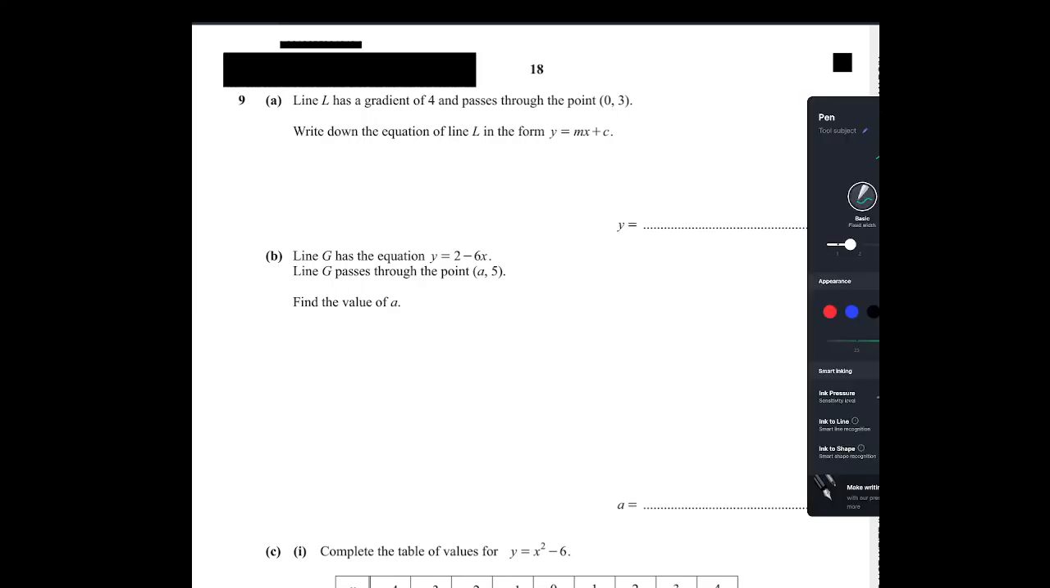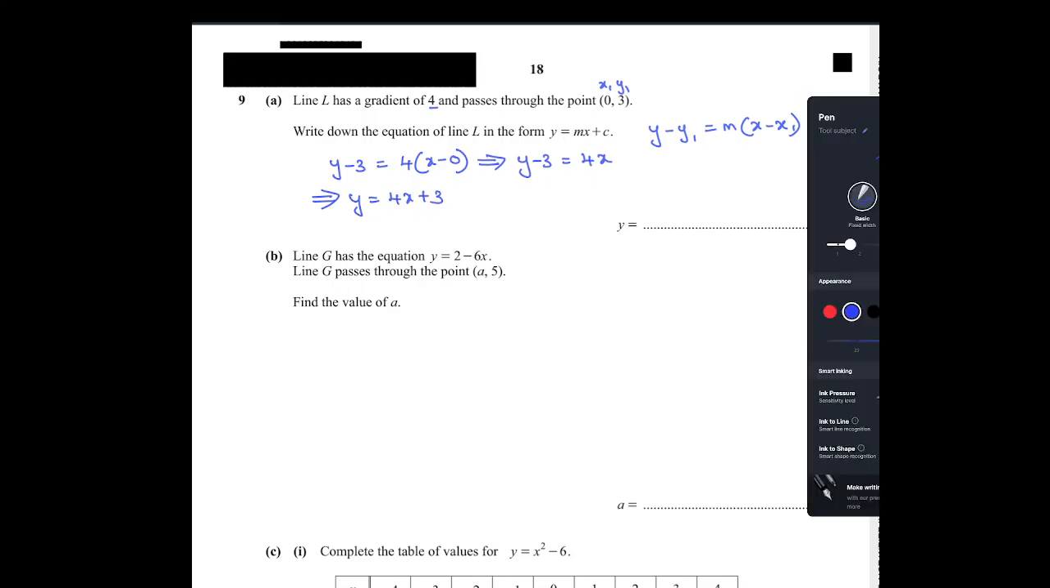Question number 9. A line L has a gradient of 4 and passes through the point (0, 3). Write down the equation of line L in the form y = mx + c. So when the point and the gradient are given, how do we find the equation? We need to use y - y1 = m(x - x1).